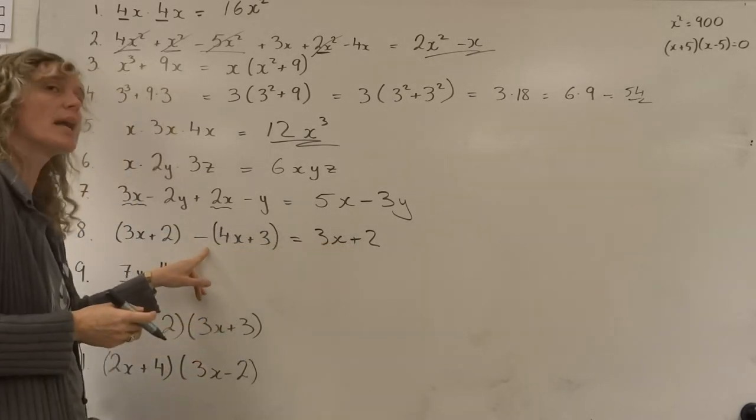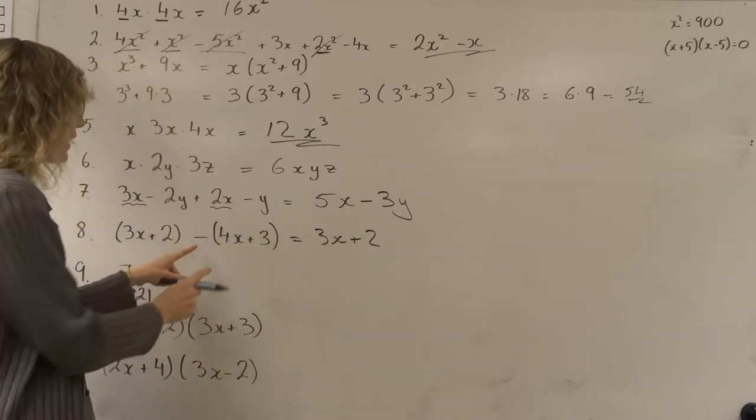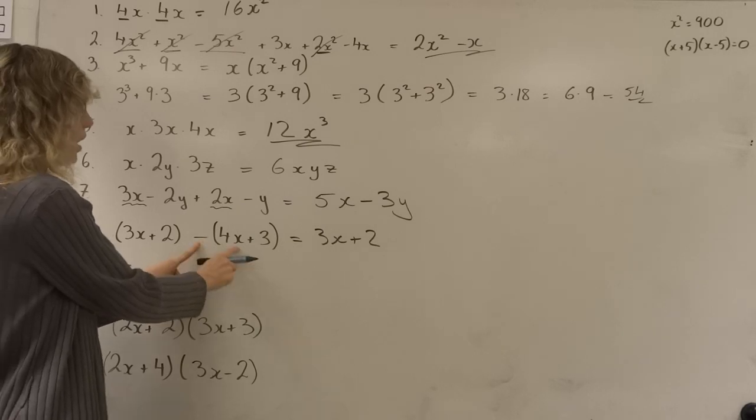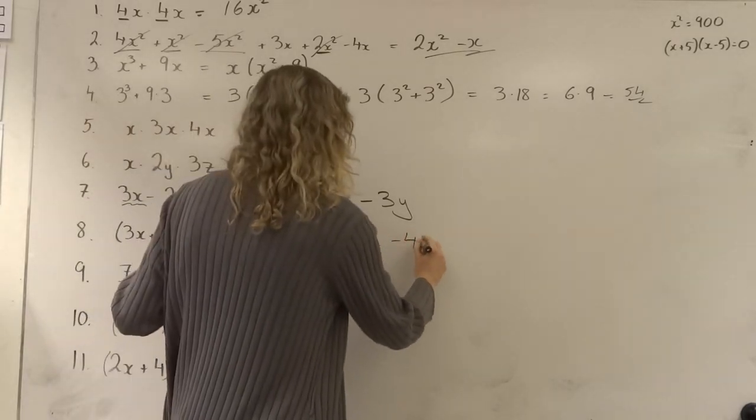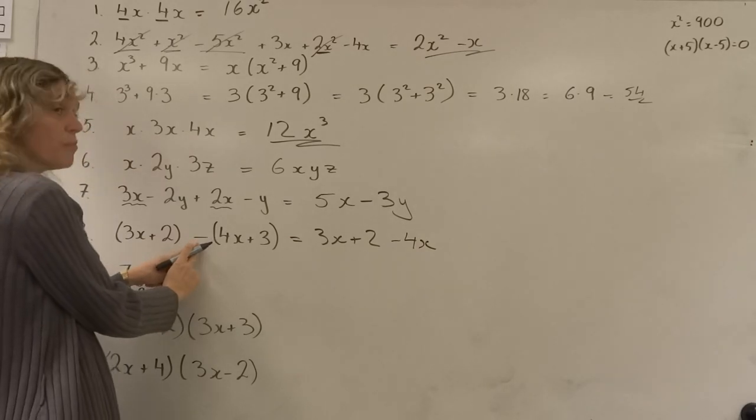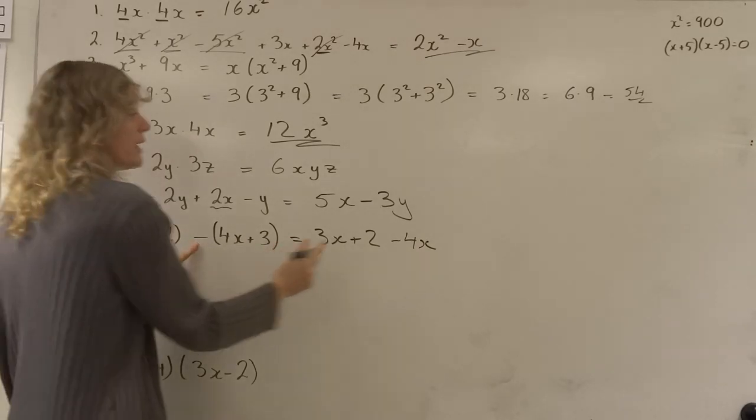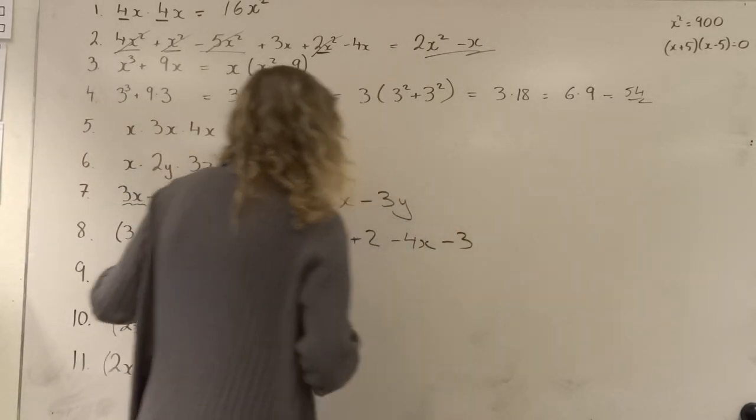But here we have a minus in front of the brackets. I've told you to be careful there. This one turns into minus 4x, of course. But often you forget to think of minus 1 times plus 3, giving you minus 3.